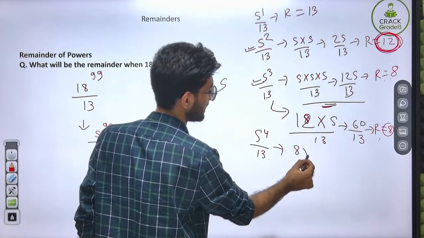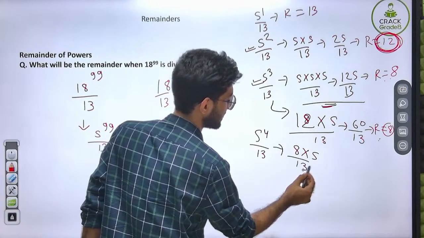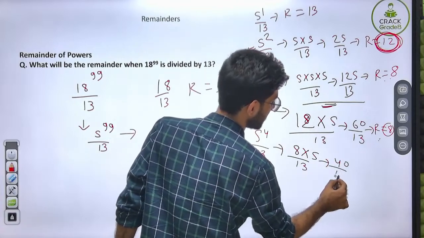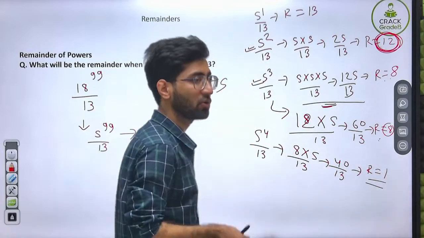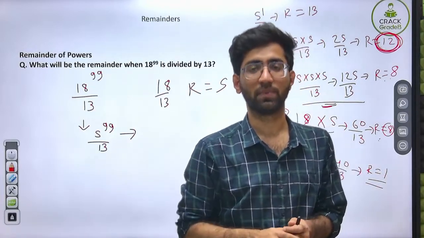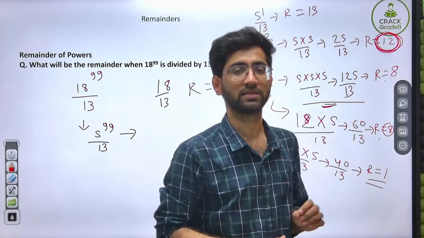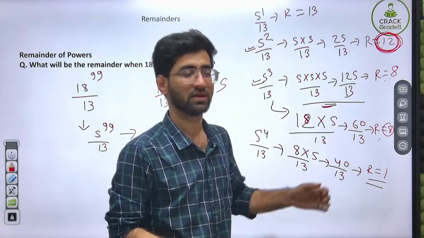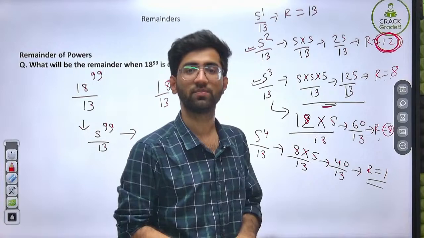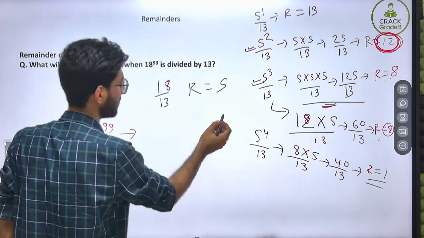So you can directly write 8 into 5 by 13, since you have increased one power. So basically 40 by 13. If you divide 40 by 13, you will get remainder 1. I have told you that once you get the remainder 1, what does it mean? That now the remainders will start repeating itself. The remainders will follow this pattern.